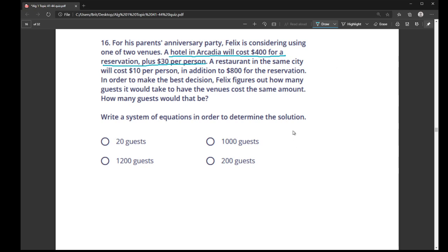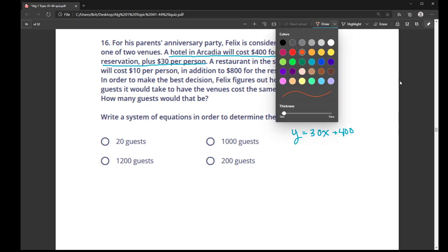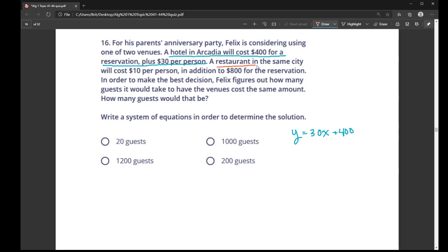So if I'm writing an equation here, I would say that $30 per person is our slope because it's a rate. And then my $400 is our y-intercept, or our cost without any people. And then it says that a restaurant in the same city will cost $10 per person in addition to $800 for the reservation. So again, it's giving us the $10 per person, which is our rate, plus the $800, which is the cost of the reservation.